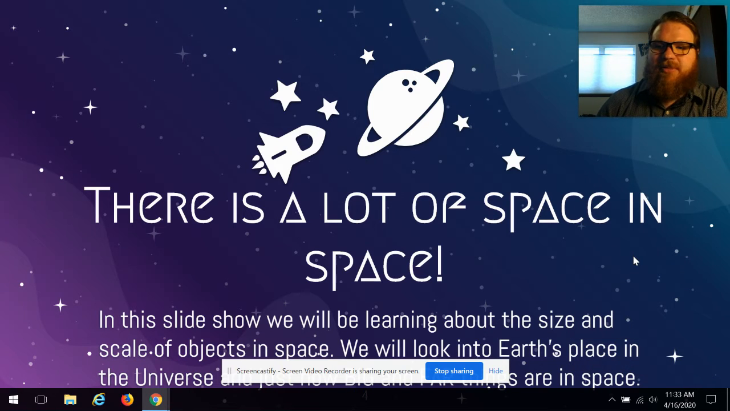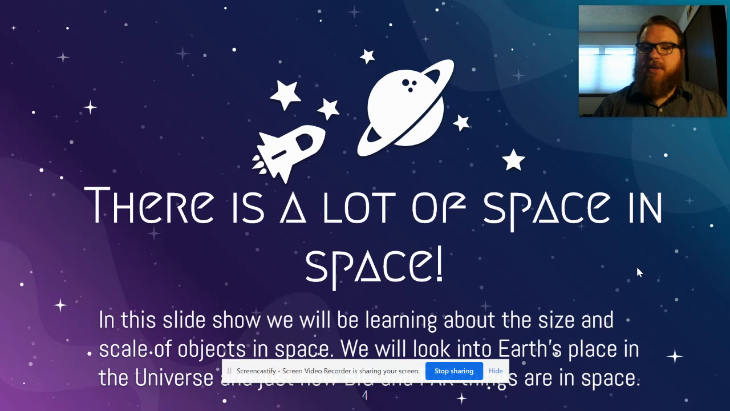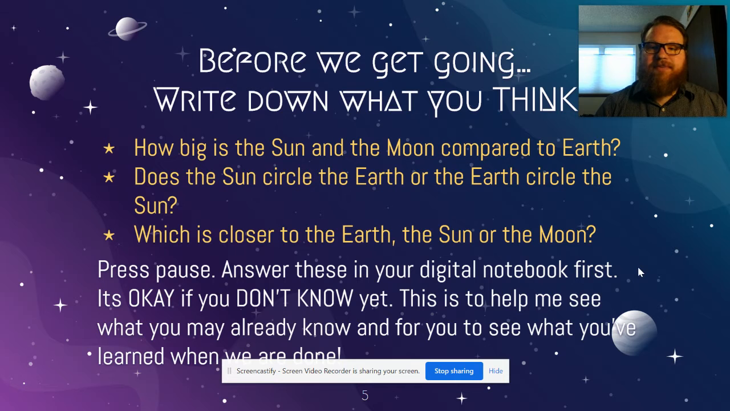So one thing to take away today is there is a lot of space in space. There's just so much space, it's hard to even imagine, it's hard to even picture. So in our slideshow, we're going to be learning about the size and scale of objects in space. We will look into the Earth's place in the universe and just how big and far things are in space. It's really hard to imagine the vastness of space, but we have the help of scale models to do that. So here's the first thing you're going to add to your notebook for lesson 1.